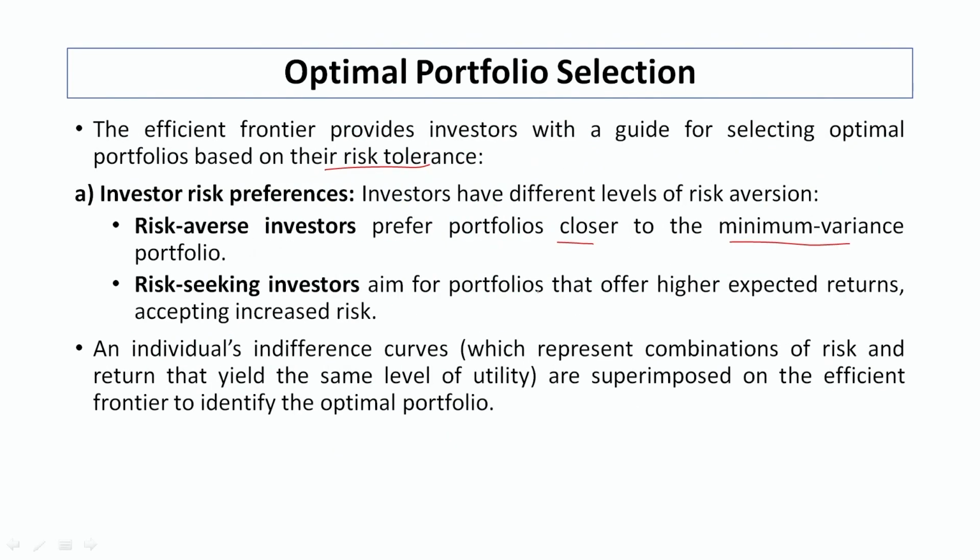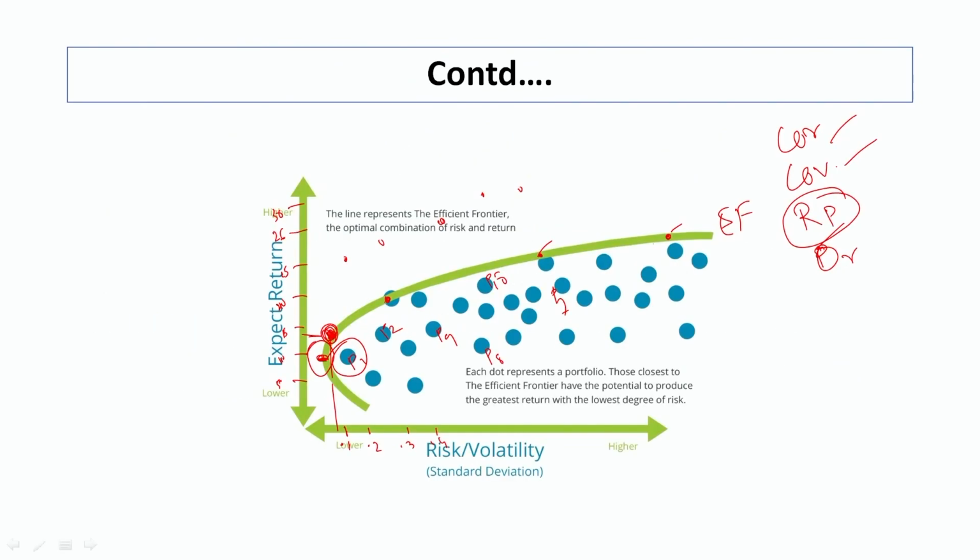And risk-seeking investors aim for portfolios that offer higher expected return, accepting the increased risk. So if we look at the figure, they may select this particular portfolio or something like here where the expected return is high, because we can see the expected return is high over here and the amount of risk is also high. So whenever we are talking about the concept of optimum portfolio, we have to see the portfolios that have been drawn on the efficient frontier, and on the basis of that we are going to select which portfolio is suitable for different types of investors.